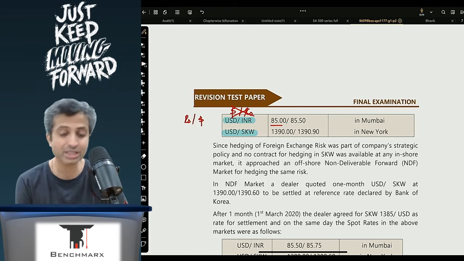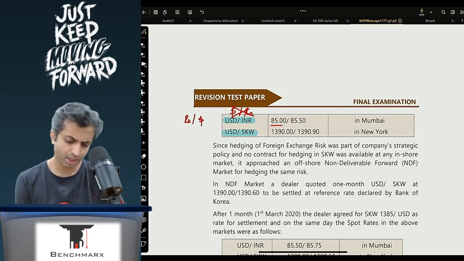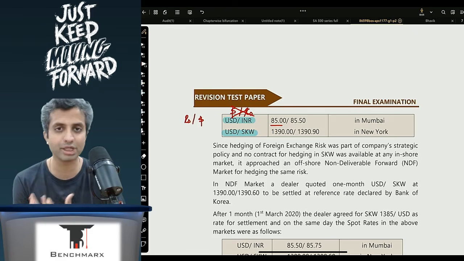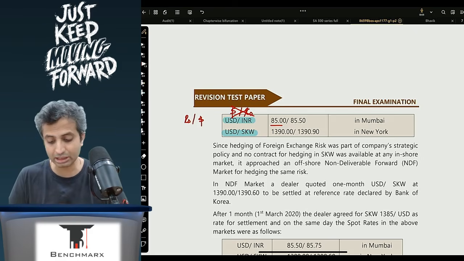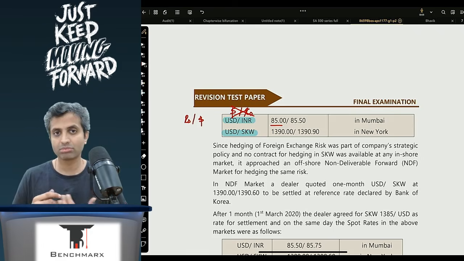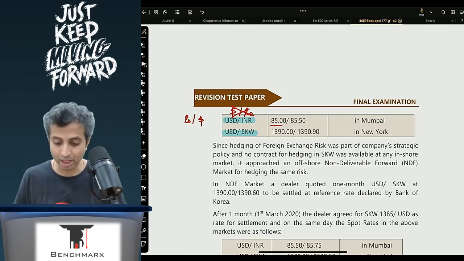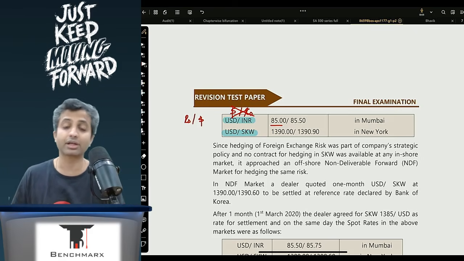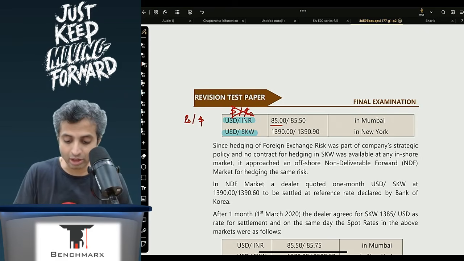Like the USD INR over here, the dollar has a higher denomination as compared to the rupee, and as a result 85 is rupees per dollar. Now, if this is applying the market convention, the Swift codes, then all rates are like that.